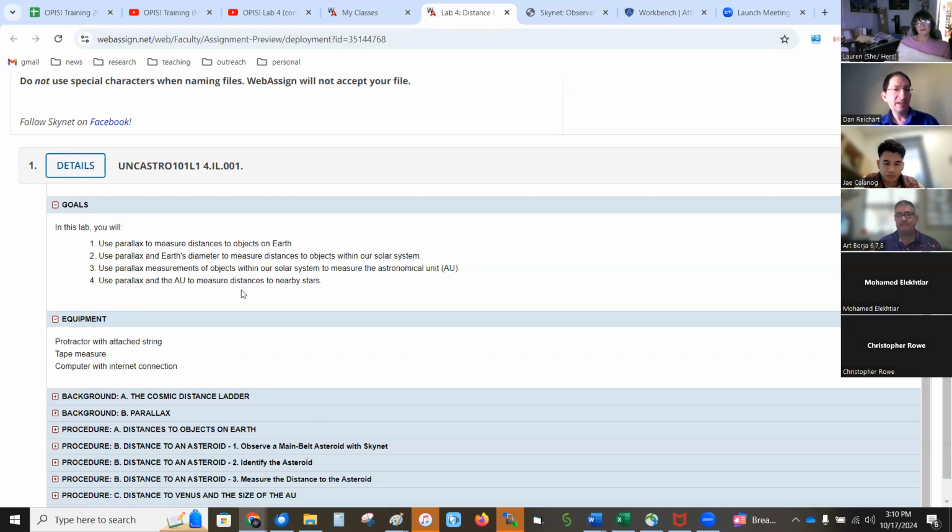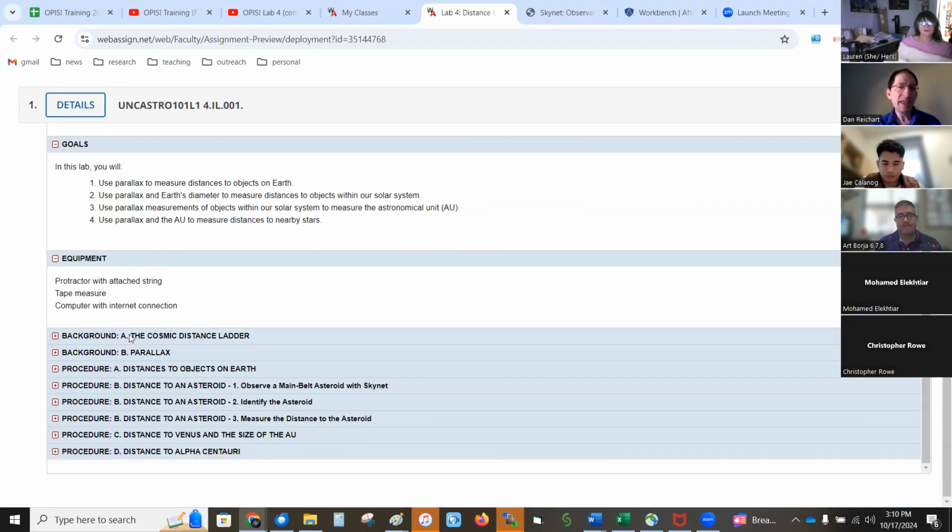So that, some distance measuring thing like a tape measure or a meter stick or yardstick. I think we do this in feet. We'll see in a second. And then, of course, computer and internet for the astronomical parts.